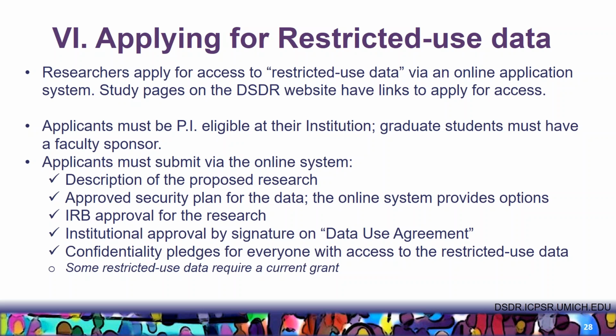But applicants submit via our online application system a description of the proposed research, an approved security plan, IRB approval, institutional approval by signing the data use agreement with the receiving institution, and confidentiality pledges for anyone with access to the restricted use data. And the reason for the confidentiality pledges is we want to make sure that people understand that these data are confidential and that there's no misunderstanding.